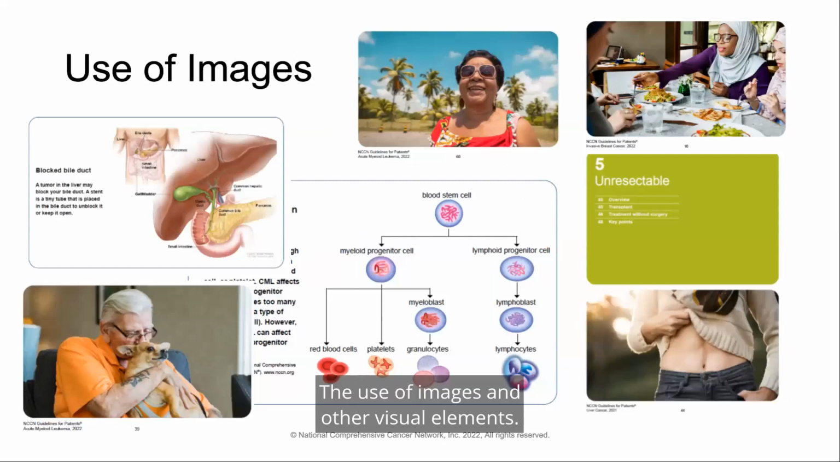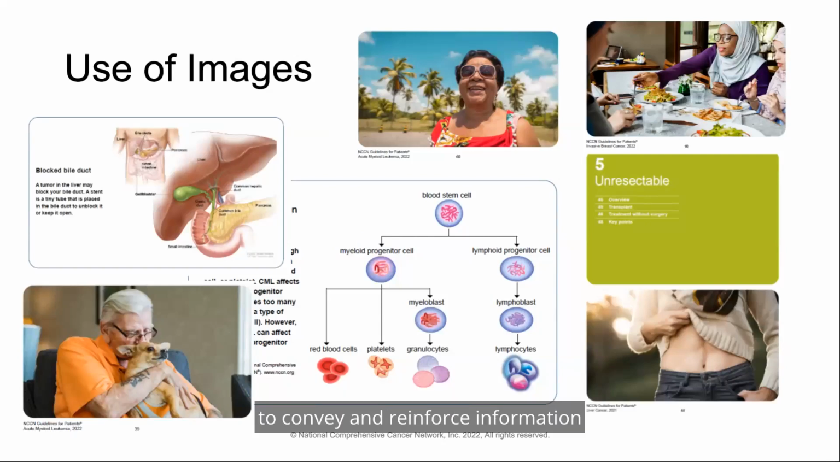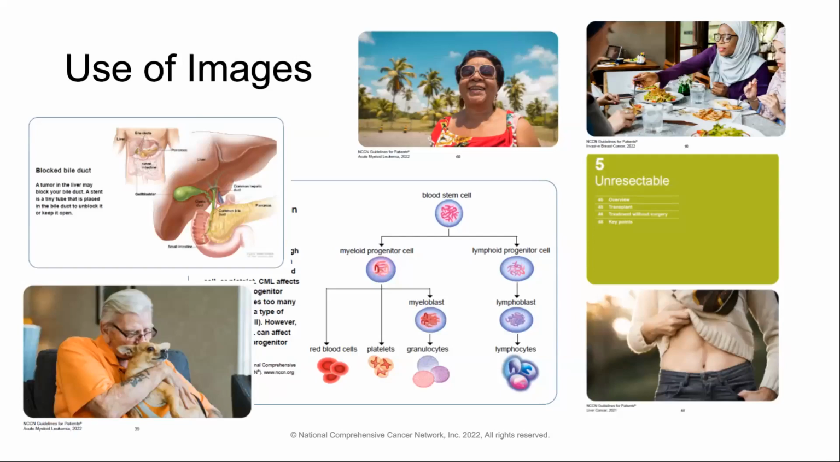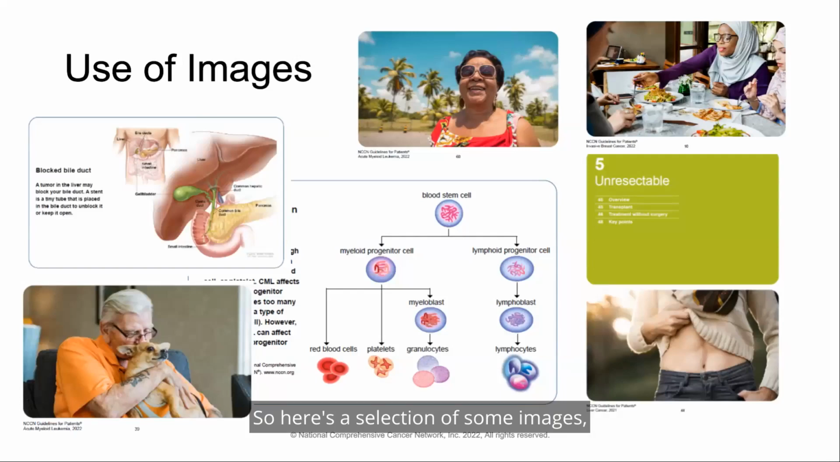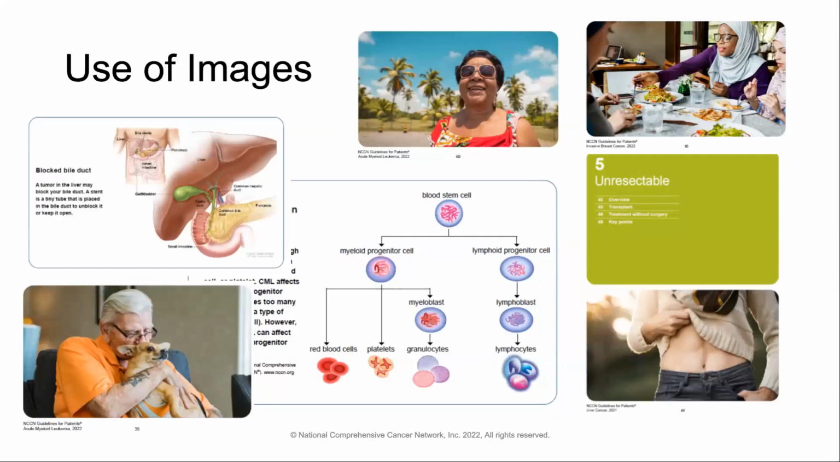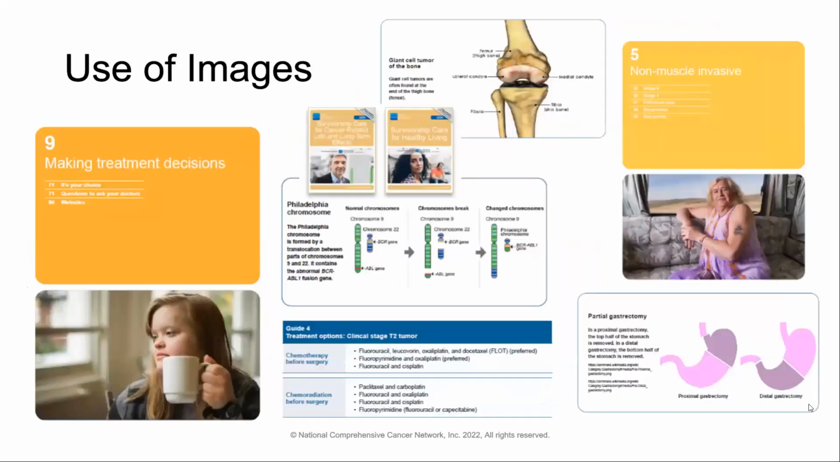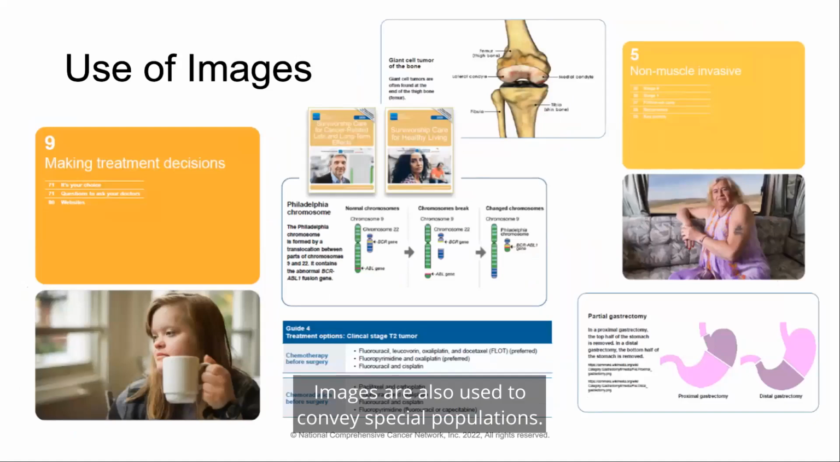The use of images and other visual elements. Every book relies on illustrations and images to convey and reinforce information, to highlight diversity, and to make it relatable. So here's a selection of some images in our recent books. Images are also used to convey special populations.